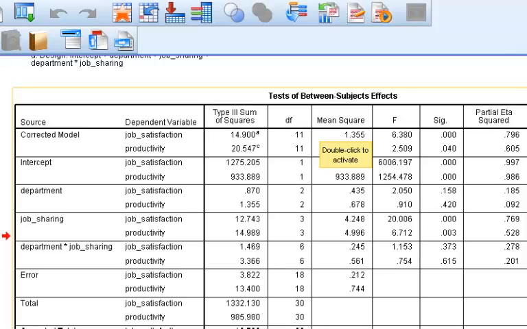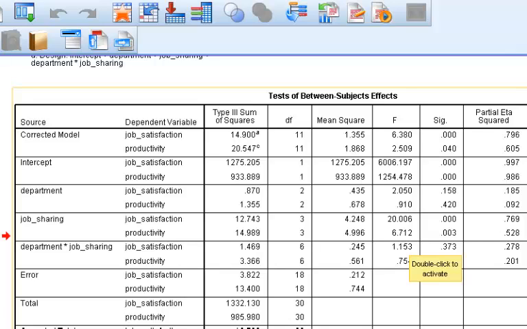So let's go to the department, okay? There was no significant difference between either job satisfaction or productivity by department, right? No main effect of department. For the job sharing levels, there was for both of them. So there is a main effect of the job sharing when it comes to productivity and job satisfaction. And the interaction box, no, nothing there.